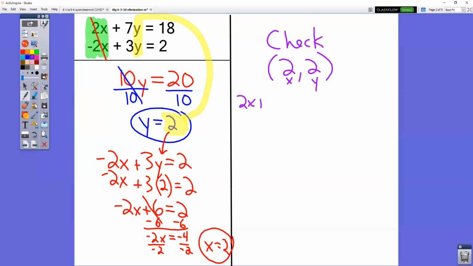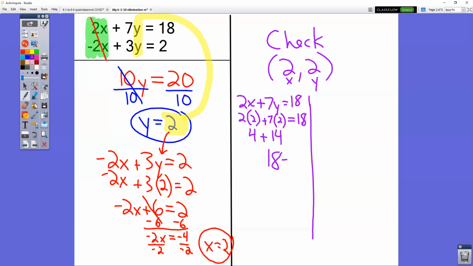So in this first equation, we have 2x plus 7y equals 18. I'm going to take and sub in my 2 and my 2 as my answers. So instead of 2 times x, I have 2 times 2. Instead of 7 times y, I have 7 times 2 equals 18. Go and do that calculation. So 2 times 2 is 4. 7 times 2 is 14. We end up with 18 equals 18. So it checked in that top equation.